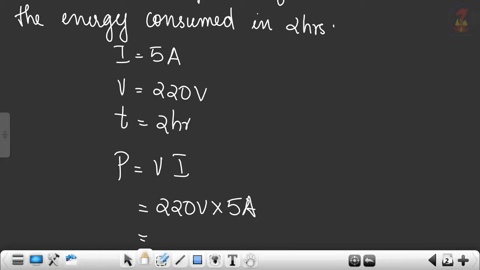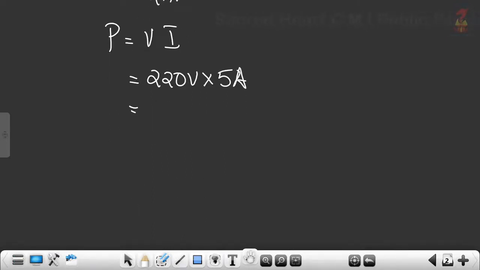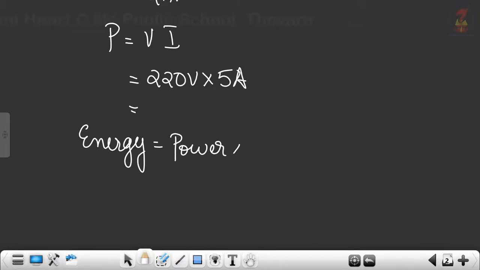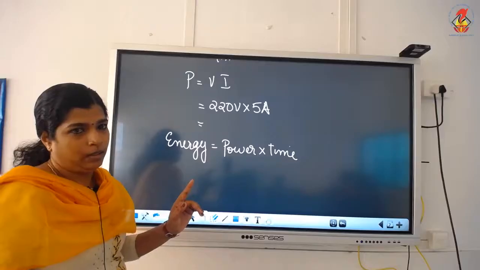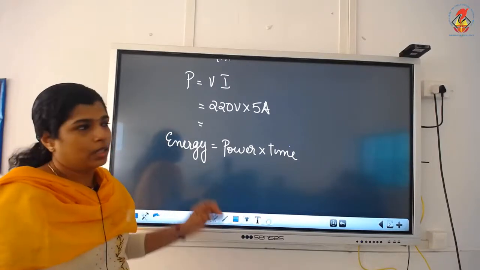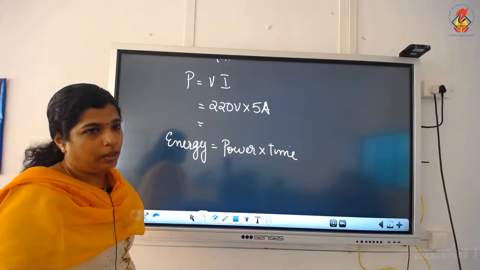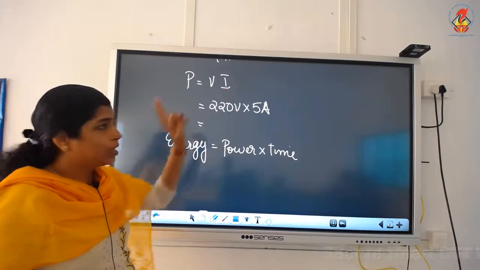Now, we need to find the energy, that is energy equal to power into time. Energy is equal to power into time. So first important thing in calculating energy, the time should be in hours. If it is given in minutes or seconds, we need to convert it into hour. Okay, so here already the time is given as 2 hours.